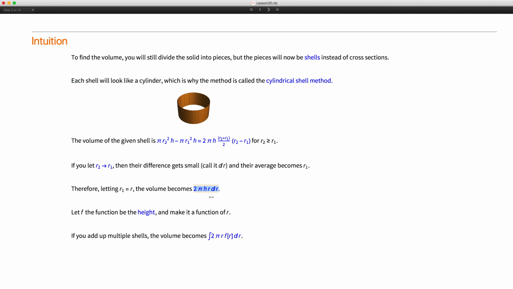The question is, what's h? Well, h is the value of the function f as a function of r. So the height h becomes f of r, and you have a very nice simple formula for the volume by the method of cylindrical shells.